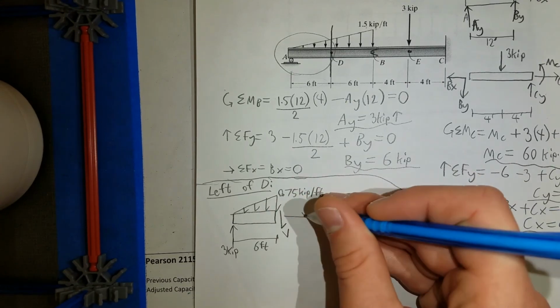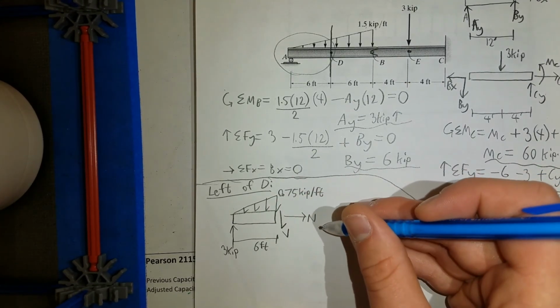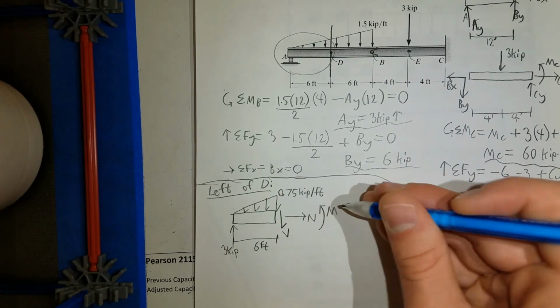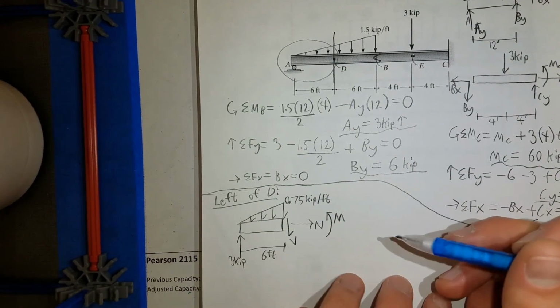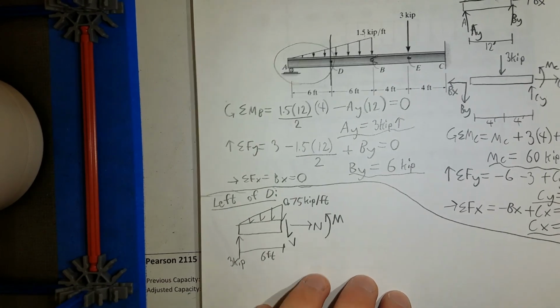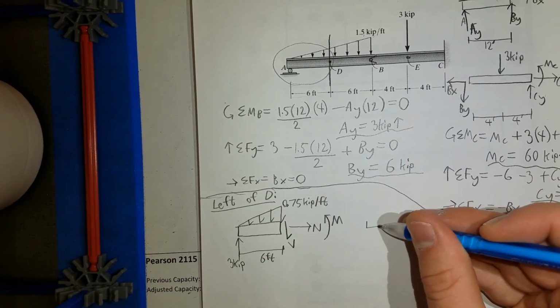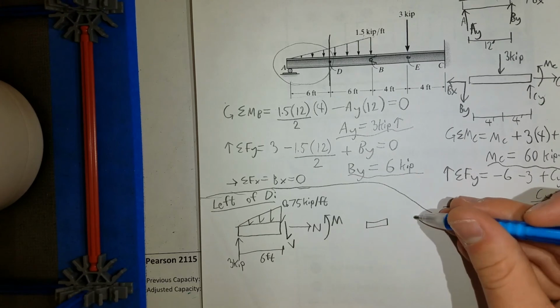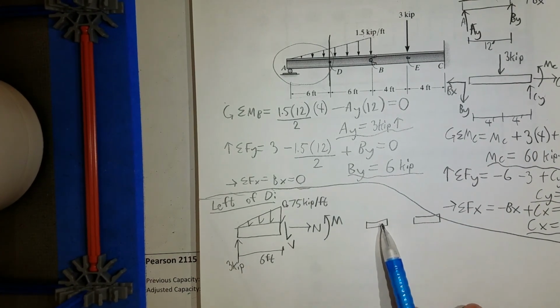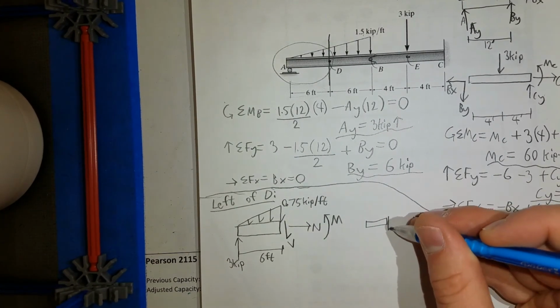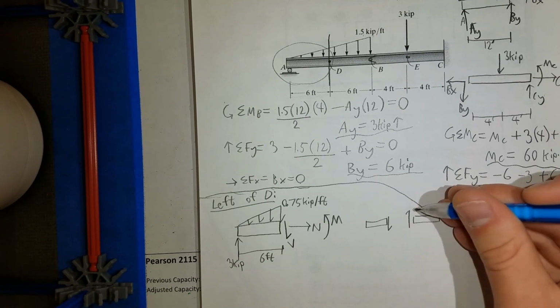Our normal is always going to be pointing out, and then our moment is always going to be pointing that way. It's kind of hard to explain why, but the way that I like to visualize the shear is, let's say that we have these two pieces. The internal forces are showing in here. On this side, you're going to have the shear going this way, and you're going to have the shear going that way.